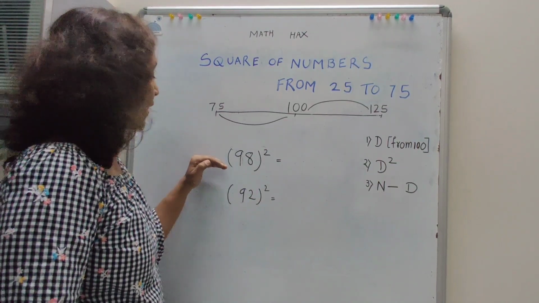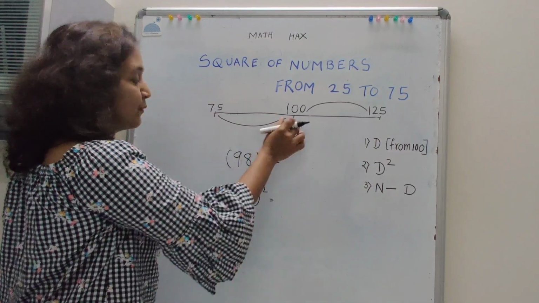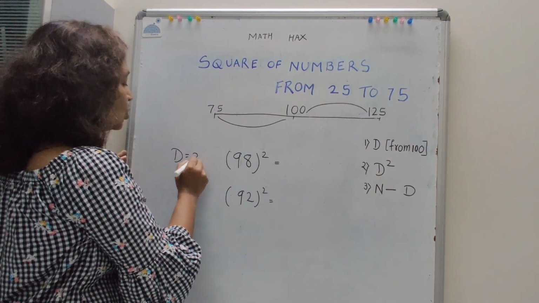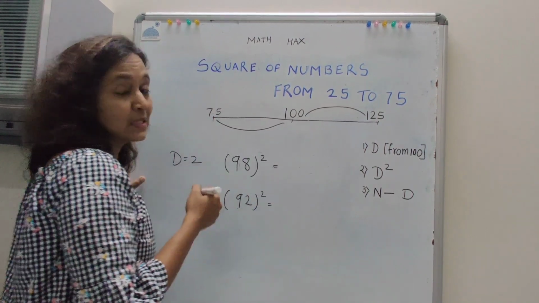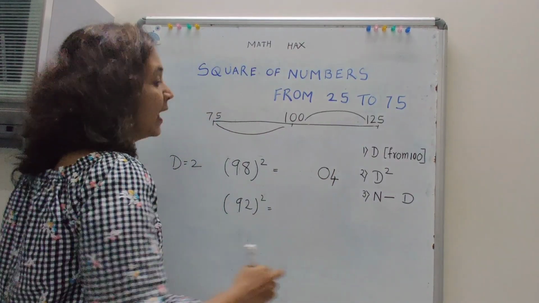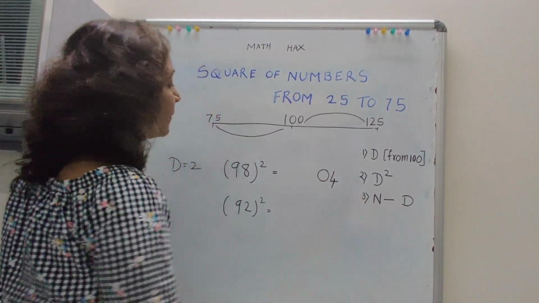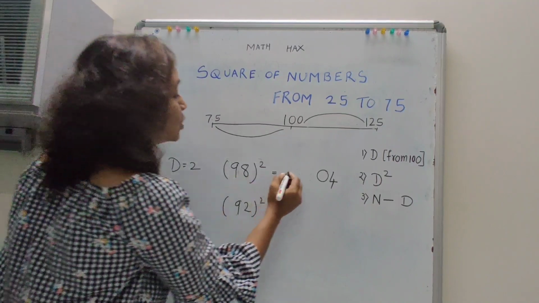We want to find the square of 98, which falls here. So what is the difference of this from 100? The difference is 2. So what is the square of this difference? 4. But 4 is a single digit. We need 2 digits. So we'll be writing 04. And now you have to subtract the difference from the number. The difference was 2 and you subtract it from 98. So your answer is 96.